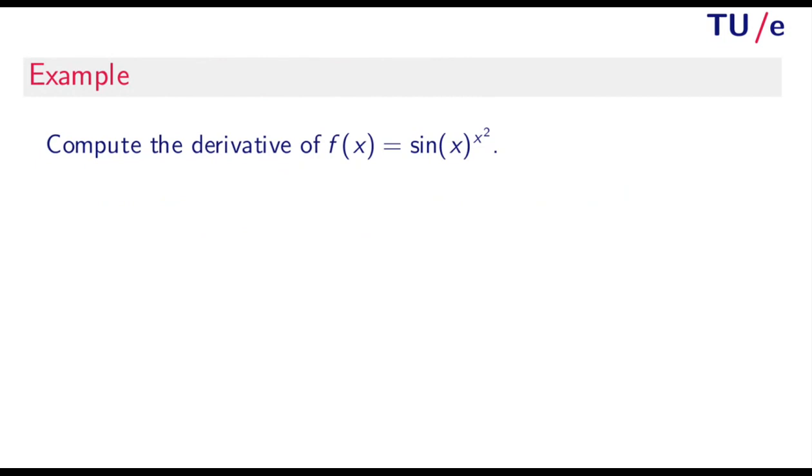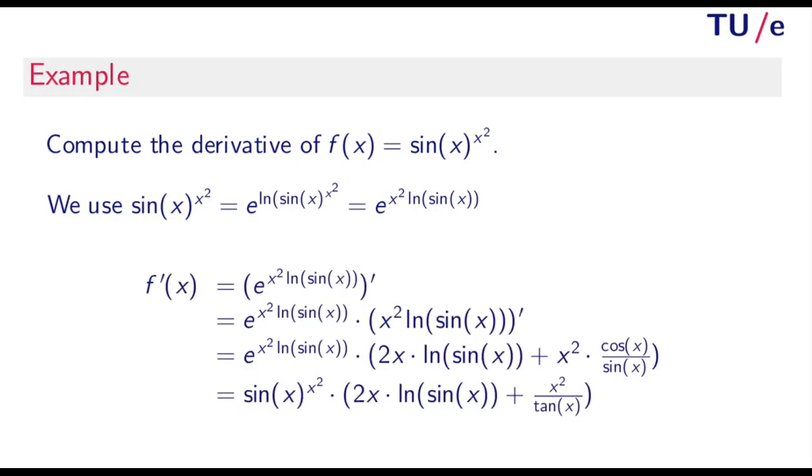Take the function f(x) equal to sine of x to the power x squared. Then sine of x to the power x squared equals e to the power ln of (sine of x to the power x squared), which is e to the power x squared times ln of the sine of x.